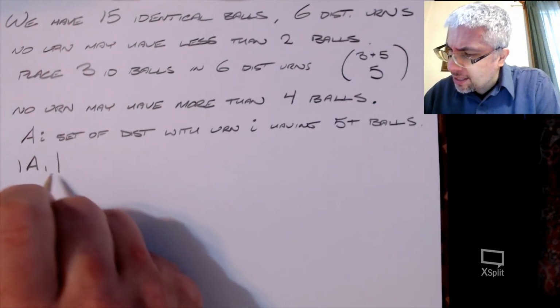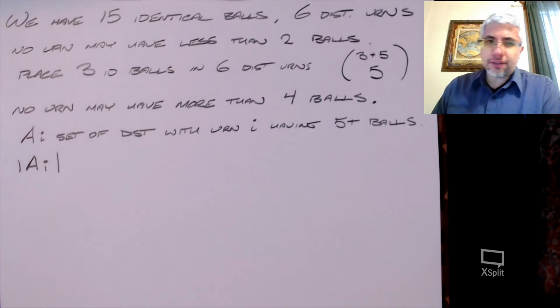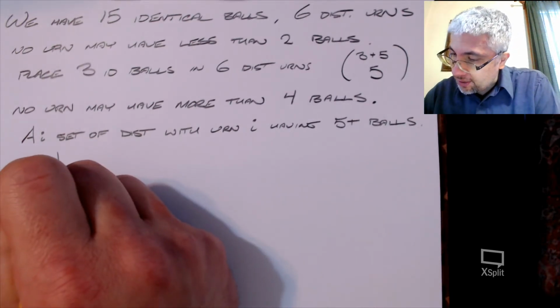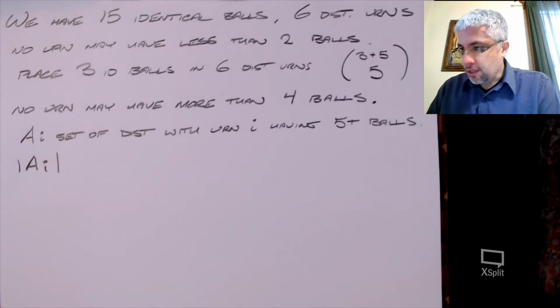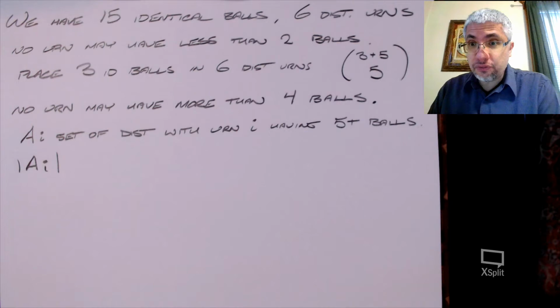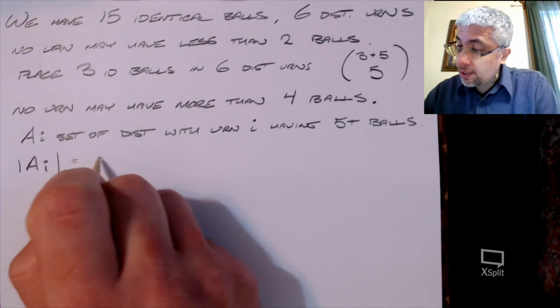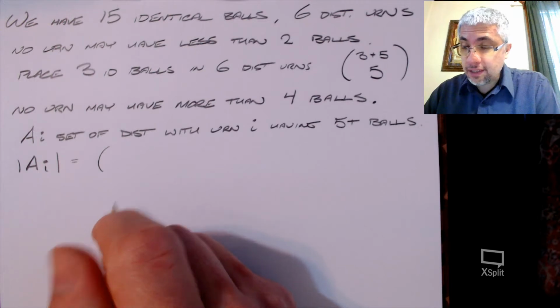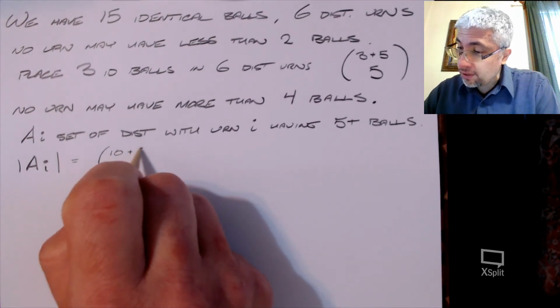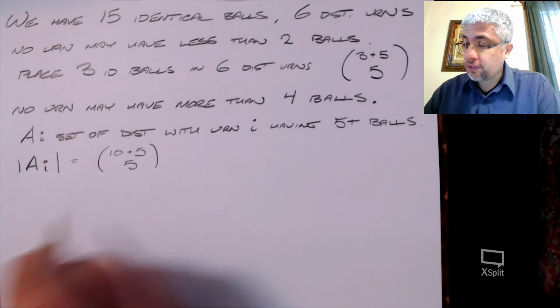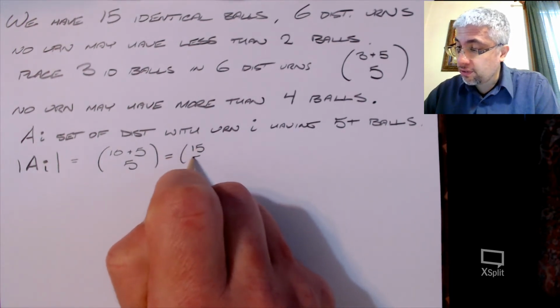So let's see what the size of just A_i is. It doesn't matter. Why call it 1? We'll call it A_i because they're all going to be the same. So, okay. So in A_i, urn i has to have 5 balls. So the very first thing I do is I give 5 balls to that urn. How many do I have left? I have 10 balls left. So I have 10 balls, 6 urns. Well, what I'm going to get is 10 plus 5 choose 5, or just 15 choose 5.